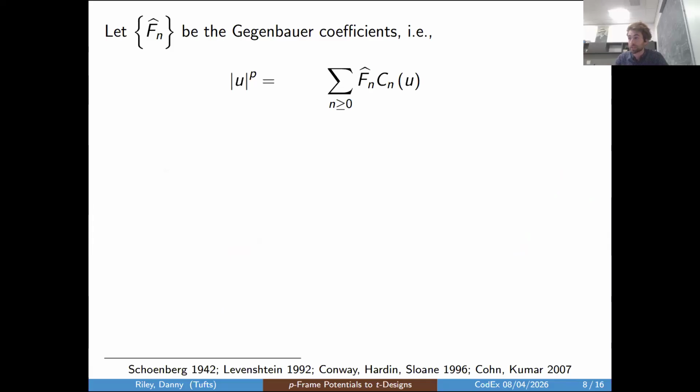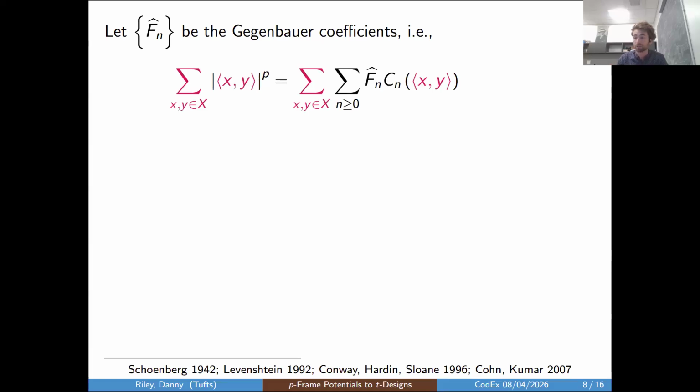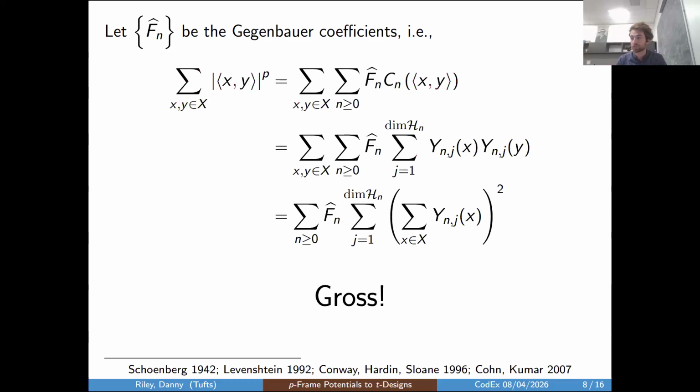Well, just by expanding a function in terms of an orthonormal sequence of polynomials, I know there are some coefficients f hat that satisfy this relationship right here. They're connected to the p-frame potential because if I throw in a sum over the pairs of inner products achieved by my configuration, do that on the left-hand side and the right-hand side, and apply the addition formula for spherical harmonics that we saw a couple slides ago, I need to worry about convergence of series and make some simplifications. So I'm just going to throw this all up there and say, this is kind of gross.